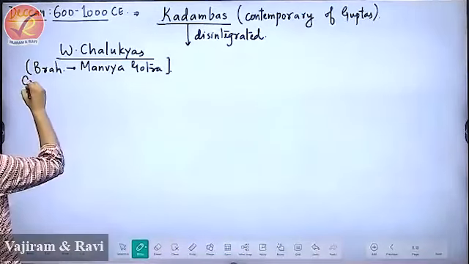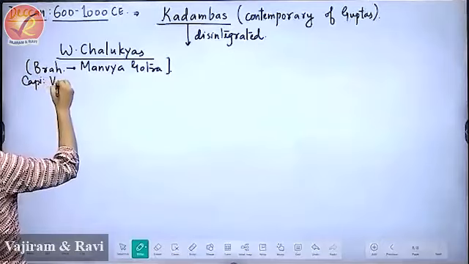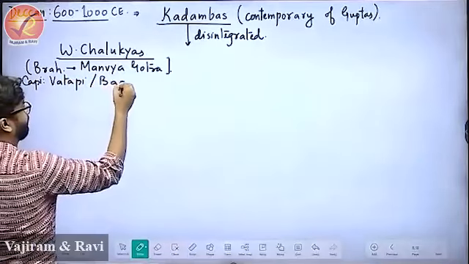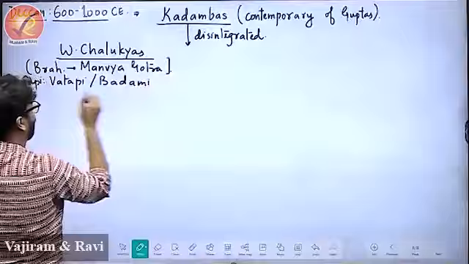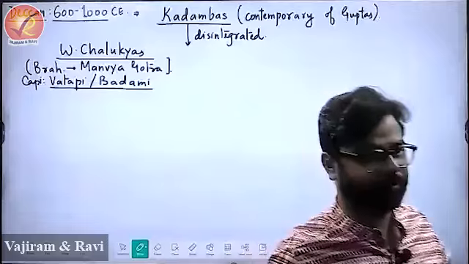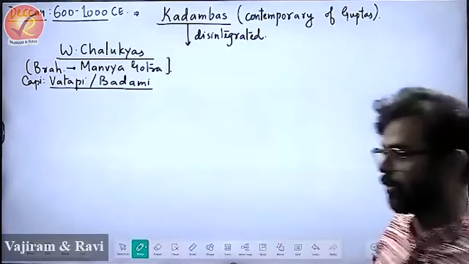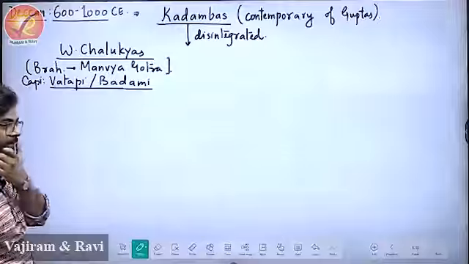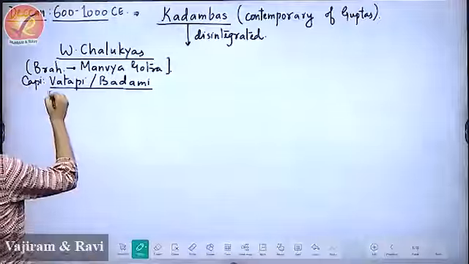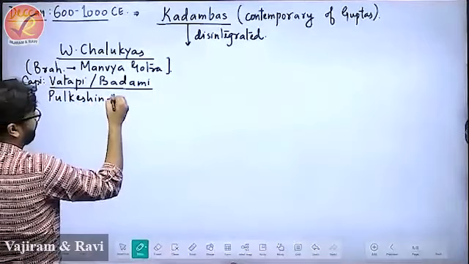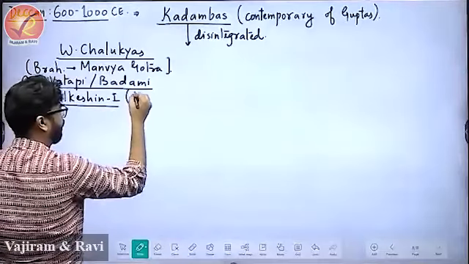And they established their capital, Vatapipur, Vatapi or Badami. It's a beautiful place. On the basalt and the stones, the old stones, soap stones, they established their kingdom. Vatapi, Badami. The founder is Pulkeshi.